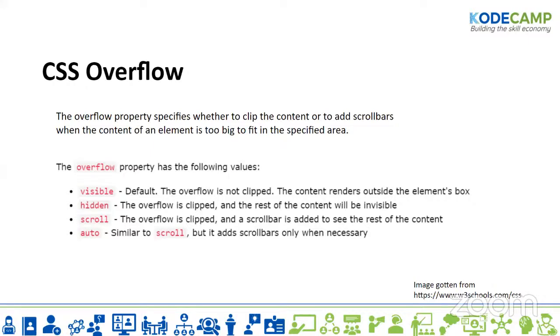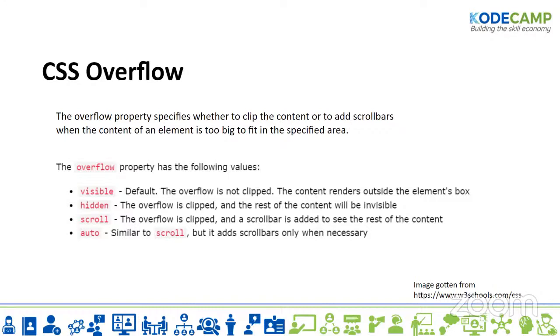By default, it is visible. So the overflow is not clipped. The content comes outside the box. So we'll see how this works. The content comes outside the box, and then it kind of looks funky. There are ways of handling this. So you have hidden there. If you use hidden, the overflow is clipped, and the rest of the content, the user does not see it. Nobody sees it.